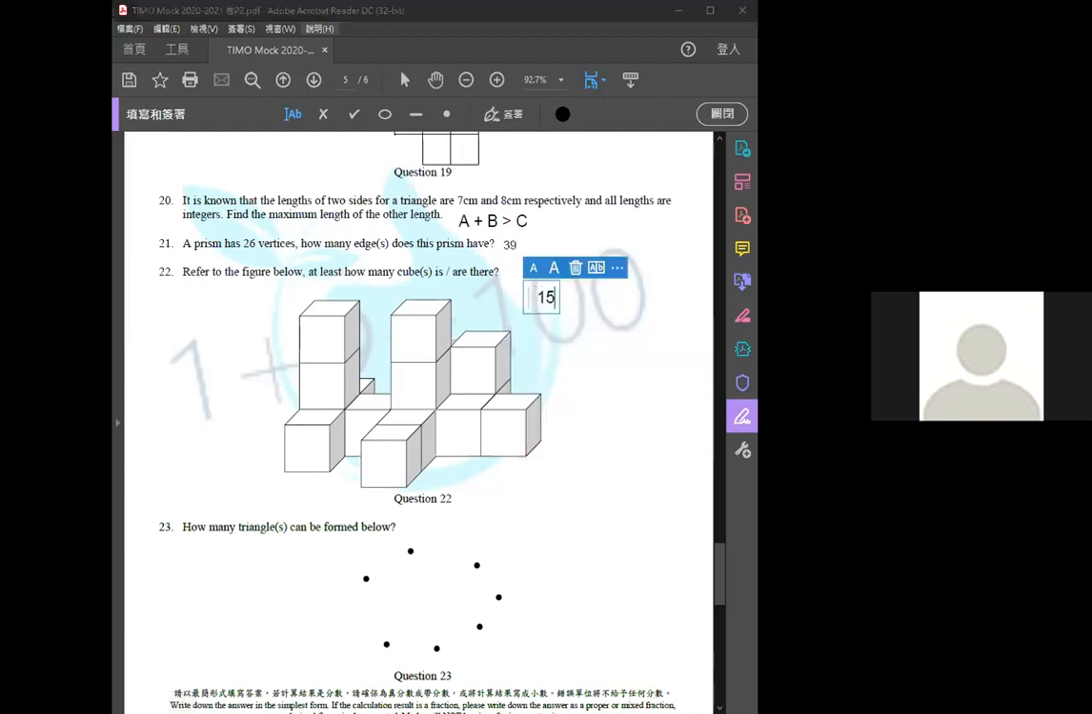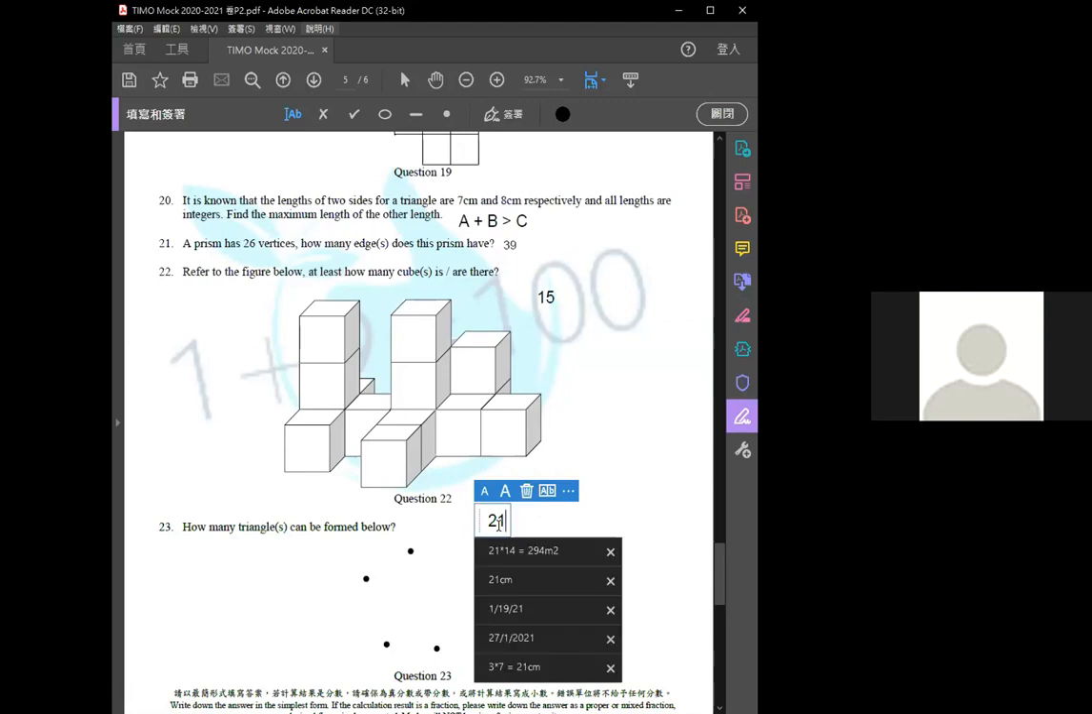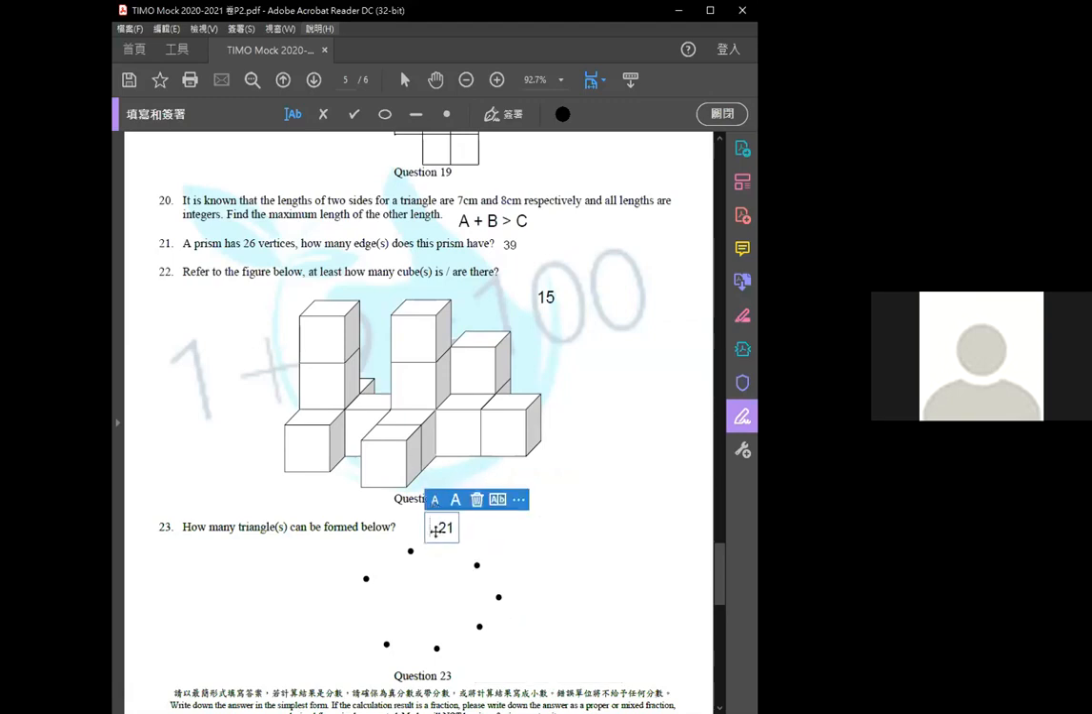And then for question 23. So I would say you can try by yourself. The answer is 21. I will just give you the answer first. And then we have 1, 2, 3, 4, 5, 6, 7. So we have 7 triangles. And then how should we calculate it?